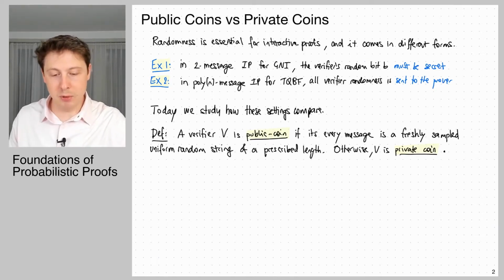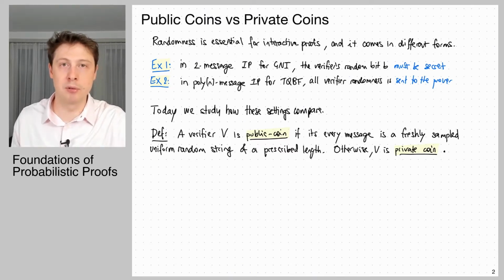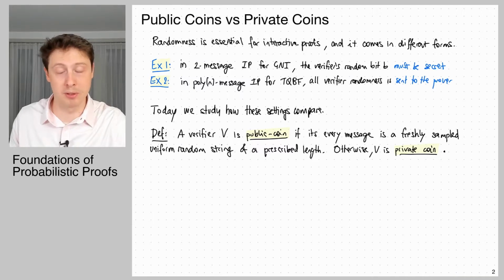In more detail, we're going to say that a verifier V is public coin if its every message is just a freshly sampled uniform random string of some prescribed length. Otherwise, we say that the verifier is private coin. Of course, in the sum check protocol, the randomness that was sent in every round was always the same length, but it's okay. Maybe in some other protocol, in one round you send one field element, in the next round two random field elements. The important thing is that for it to be public coin, every time the verifier opens its mouth, out comes a freshly sampled random string of some sort.